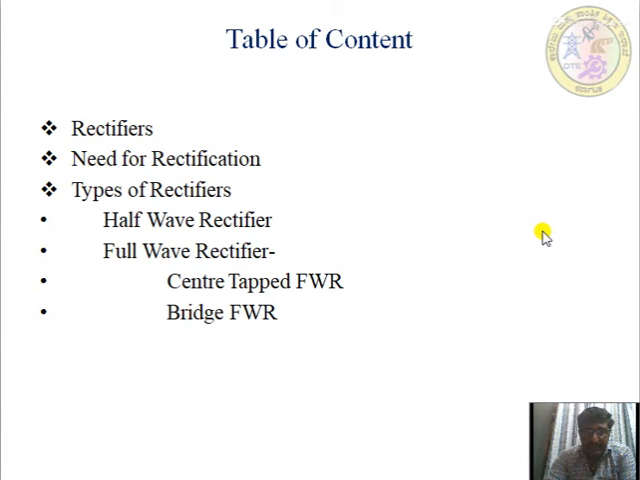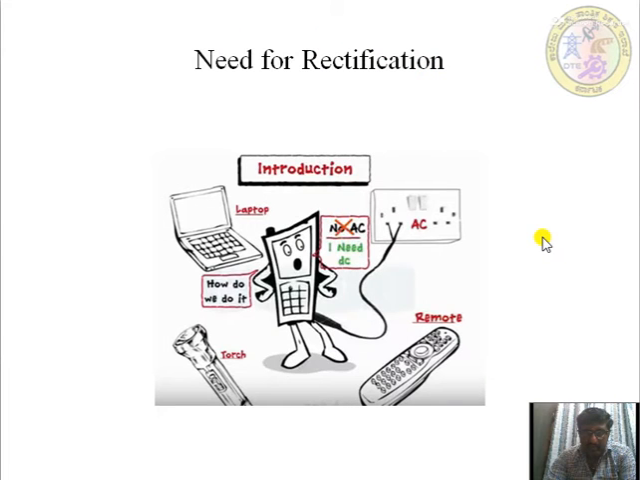Why do we require rectification, and what are the types of rectifiers? Rectifiers have two types: half wave rectifier as well as full wave rectifier. Again, in the full wave rectifier we have the center tapped full wave rectifier or the bridge rectifier, depending upon the number of diodes used. So we have been differentiating the types of rectifiers. First, why do we need rectification?